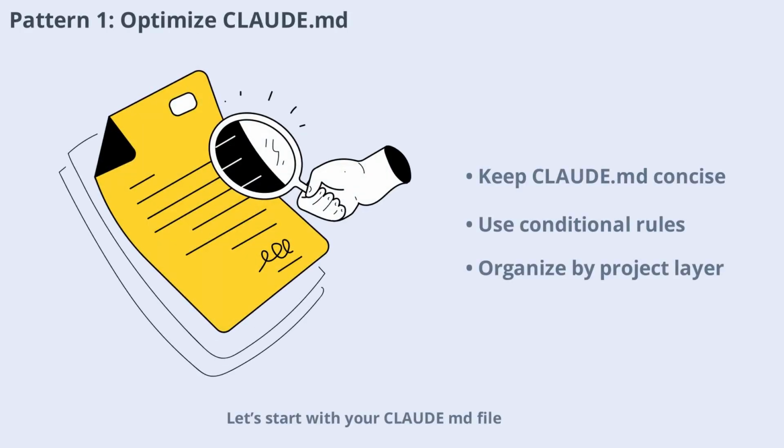Let's start with your CLAUDE.md file. Many treat it like a catch-all config, stuffing in hundreds of lines of rules. But Claude's attention is limited. After about 200 lines, rules at the bottom get ignored. The sweet spot? Around 60 lines. Instead of deleting rules, use conditional tags, like if language equals Go, to show rules only when relevant. Organize CLAUDE.md files by project layer: root, API, internal, and command directories, each with focused, concise rules. This keeps your configuration manageable and ensures Claude applies the right constraints at the right time.